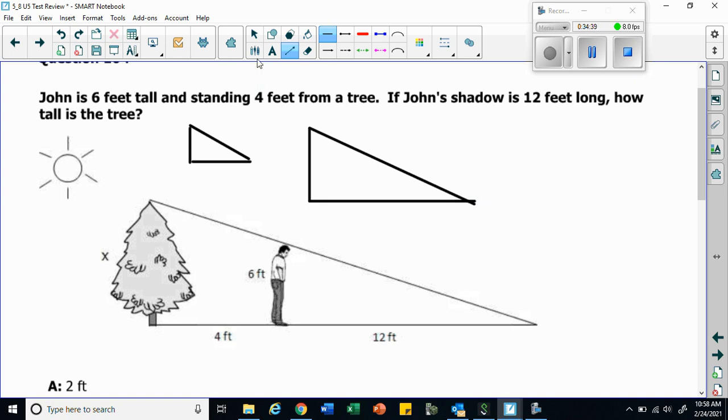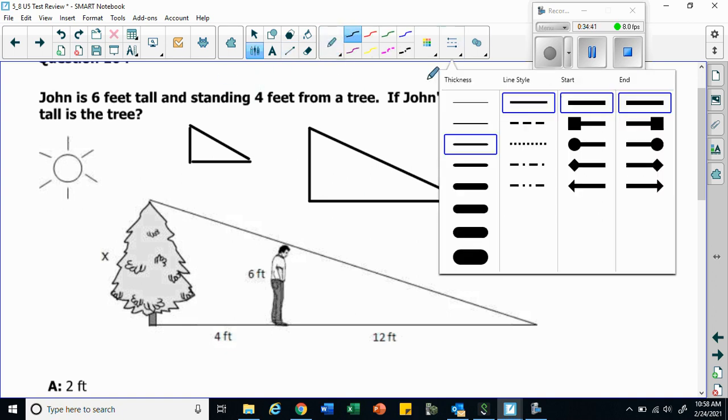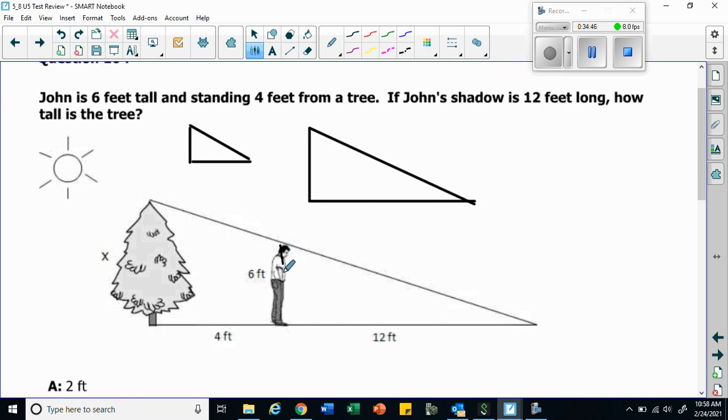Okay. So if we look at the small triangle, it is this part right here. This is 12 and this is 6. If we look at the large triangle, this is x, and this is 4 plus 12, which is 16, okay?